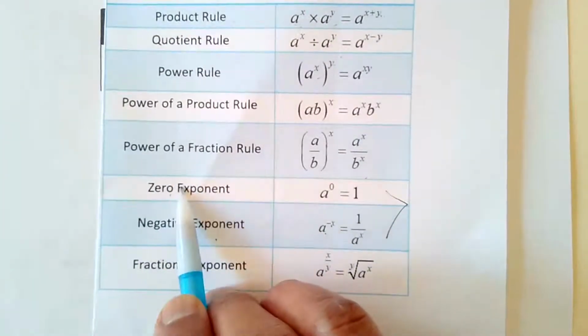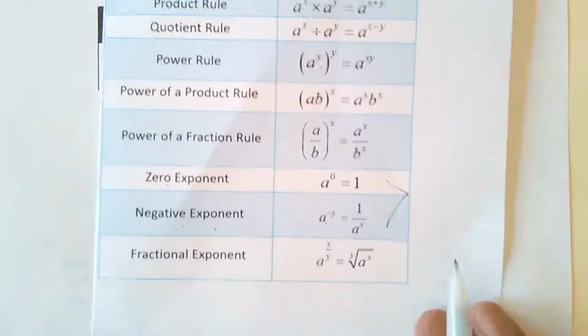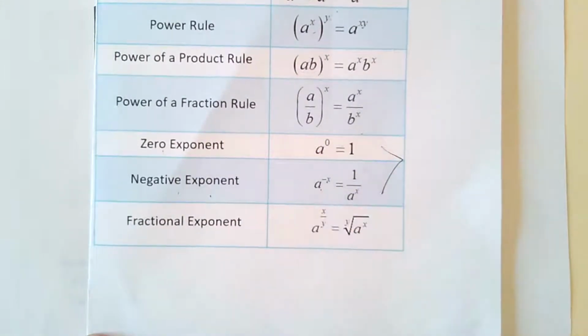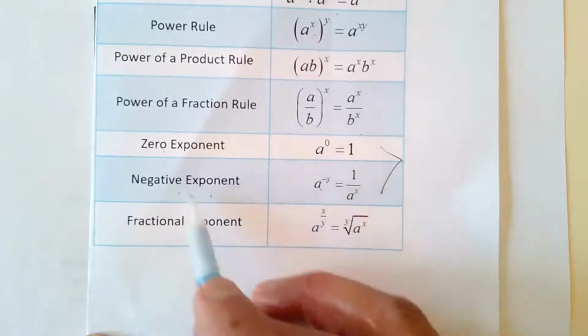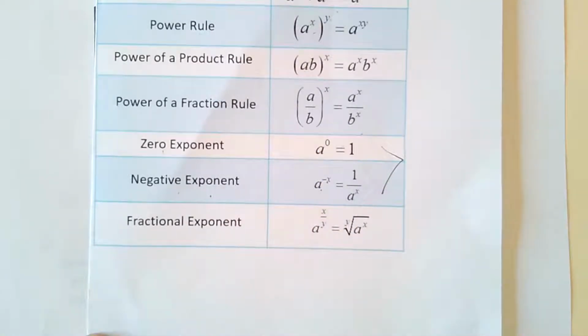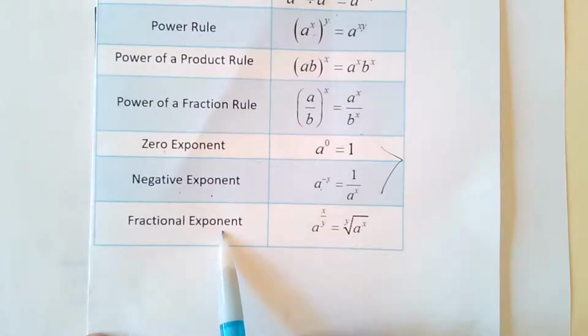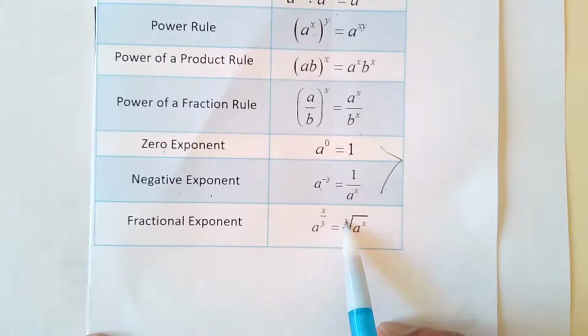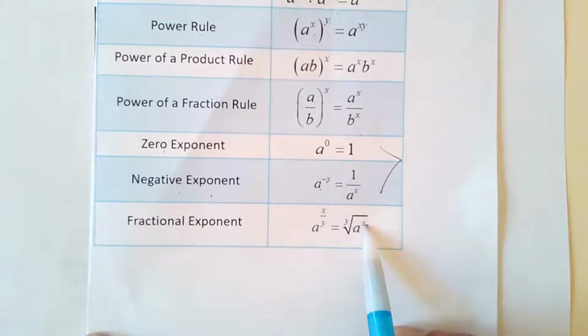This is critical: a to the 0 is 1. Then we have the negative exponent. You'll find a lot of these. You'll be using many of these negative exponent concepts. Then we have the fractional exponent. We have a to the x over y is the y-th root of a to the power x.